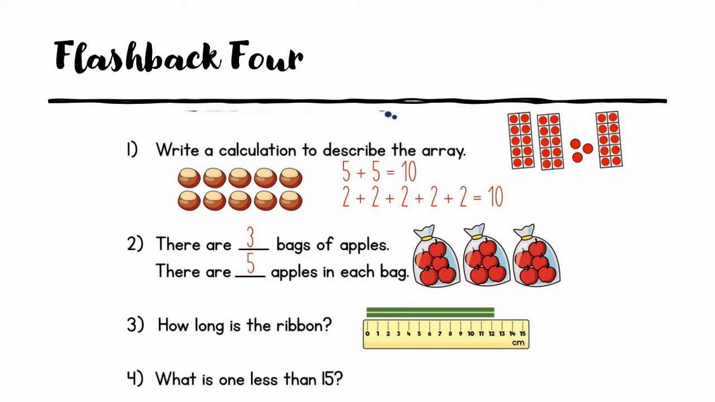Okay, question 3. How long is the ribbon? So I know I need to look and see what number the ribbon reaches, which is 12. And I can see the cm there, which means centimetres. So the ribbon is 12 centimetres long. Question 4. What is 1 less than 15? 1 less than 15 is 14. Well done you for having a go at today's Flashback 4.